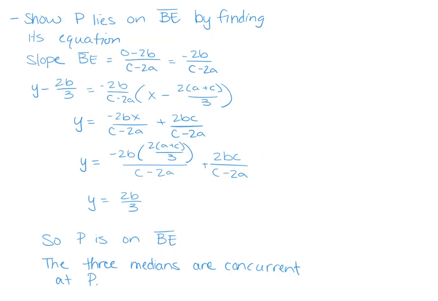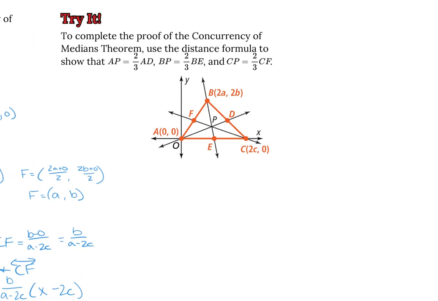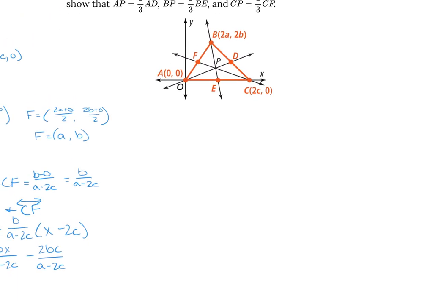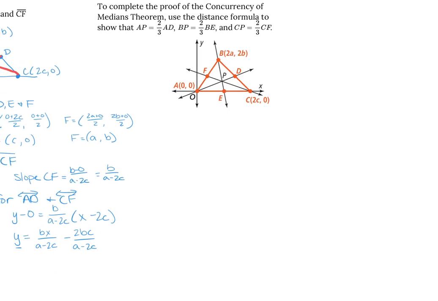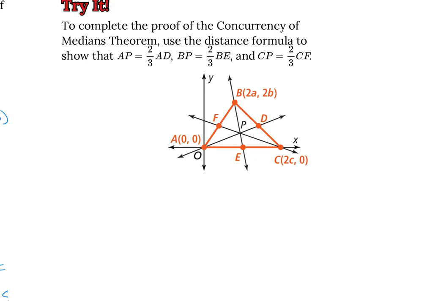Okay, let's look at the try it. Gonna have to erase some of this so that we've got some more room. All right, so for our try it, we need to complete the proof of the concurrency of medians theorem. We want to use the distance formula to show that AP is 2/3 of AD, and that BP is 2/3 of BE, and that CP is 2/3 of CF.